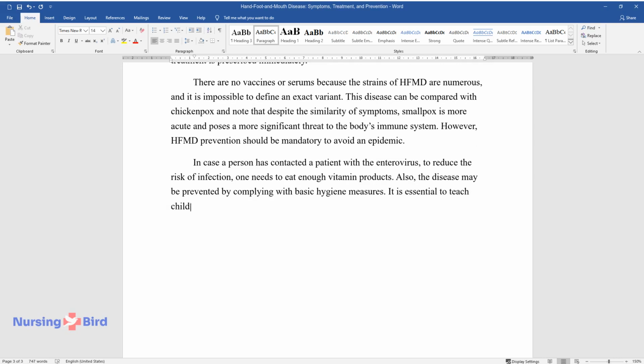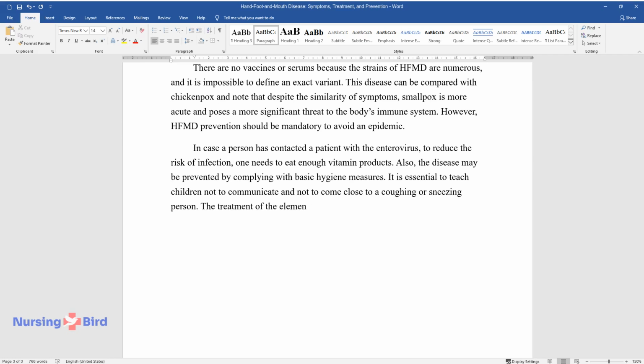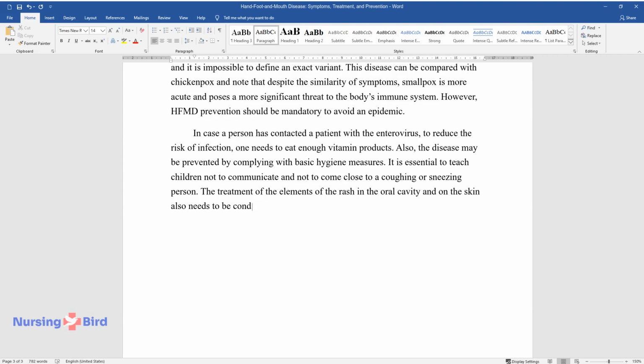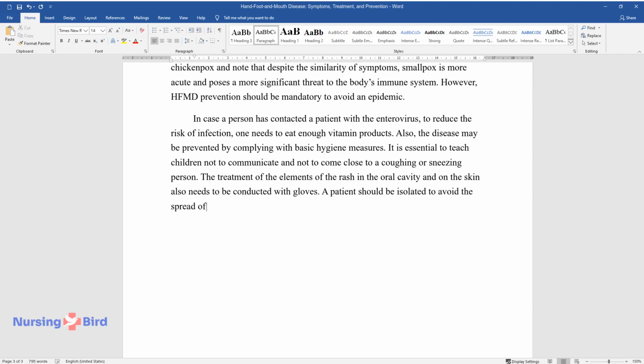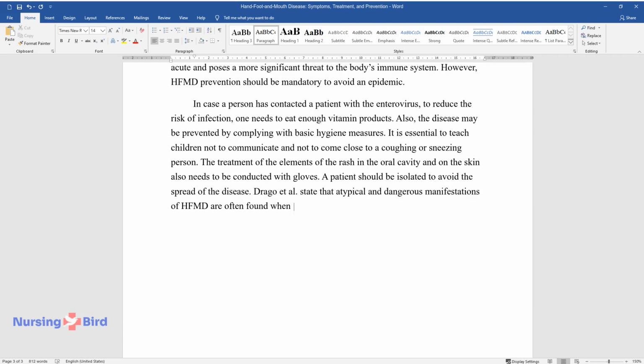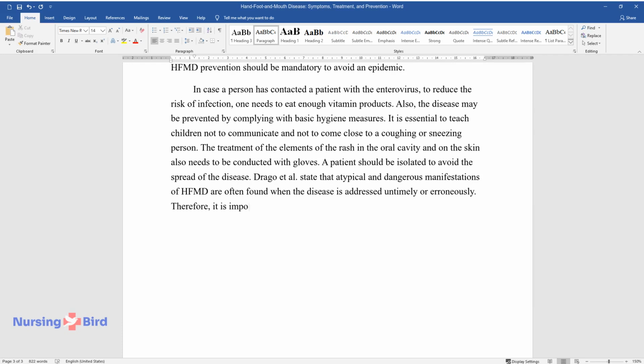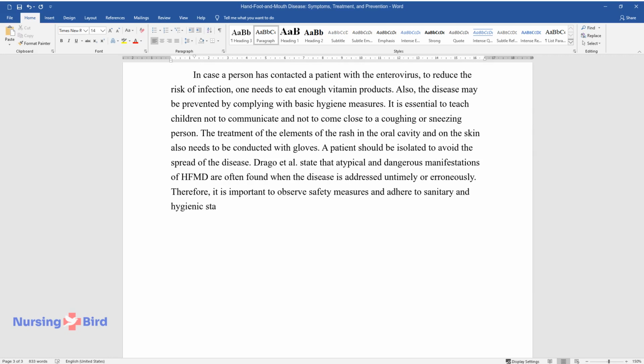It is essential to teach children not to communicate and not to come close to a coughing or sneezing person. The treatment of the elements of the rash in the oral cavity and on the skin also needs to be conducted with gloves. A patient should be isolated to avoid the spread of the disease. Drago et al. state that atypical and dangerous manifestations of HFMD are often found when the disease is addressed untimely or erroneously. Therefore, it is important to observe safety measures and adhere to sanitary and hygienic standards.